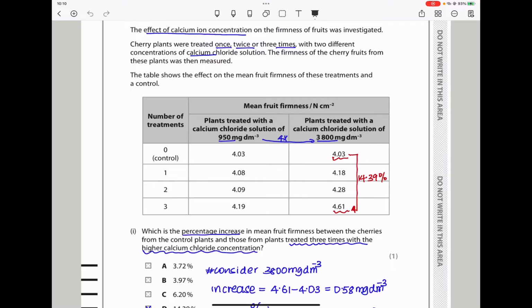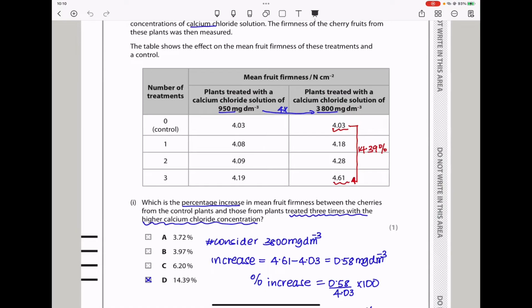So we have the number of treatments from 0 to 3, plants treated with a calcium chloride solution, which is lower, and those treated with a higher. This is actually 4 times higher. So we can see overall, those treated with 950, there is going to be an increase in the firmness. And here we can see an increase in the firmness, but this is higher in comparison to that.